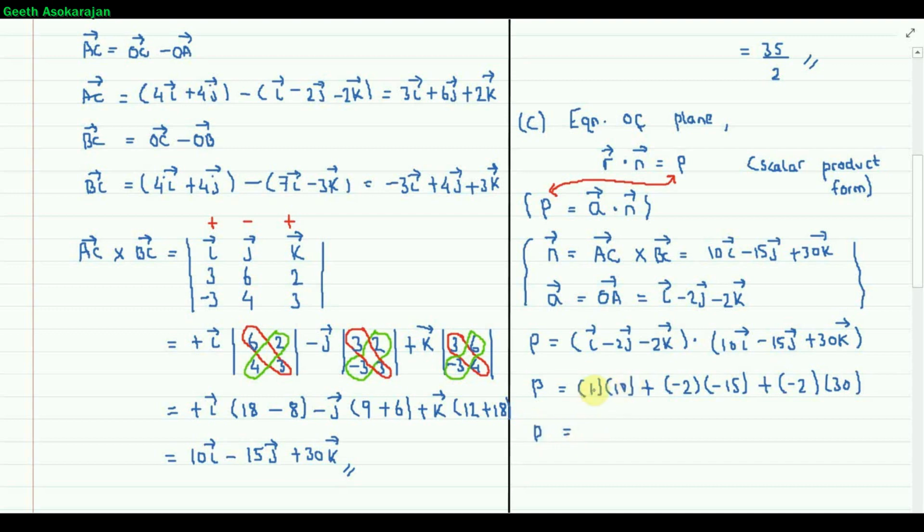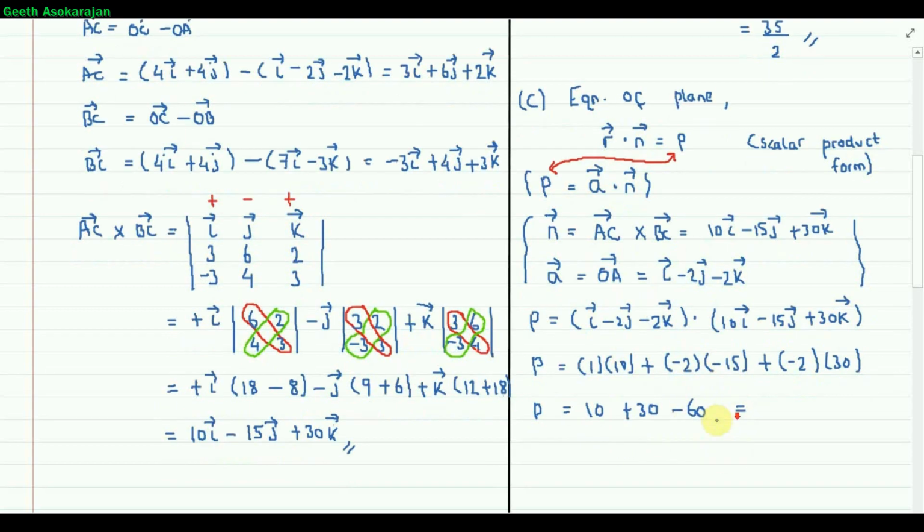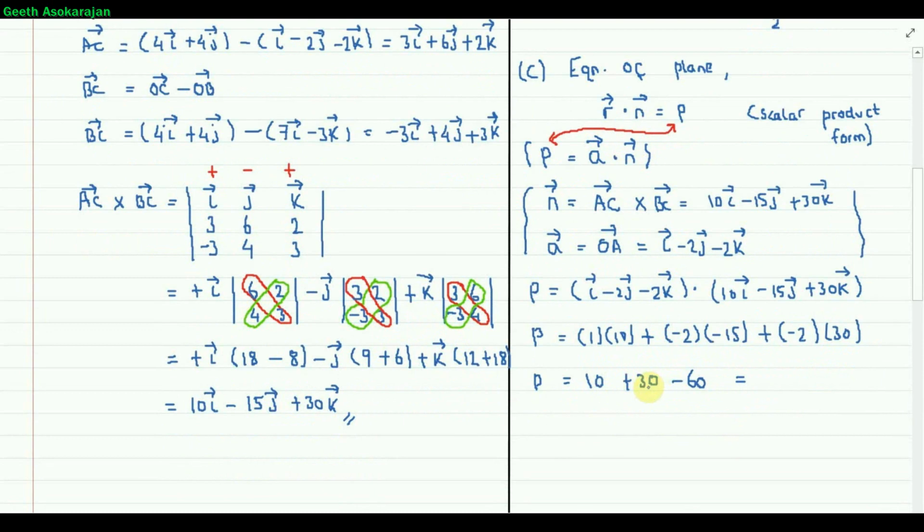So if I continue, let's remove the brackets. 10 into 1 is 10. Minus 2 into minus 15 is plus 30. And minus 2 into 30 is minus 60. So if I continue along the line, 10 plus 30 is 40. Minus 60 is minus 20. So that is going to be the solution for this scalar P.